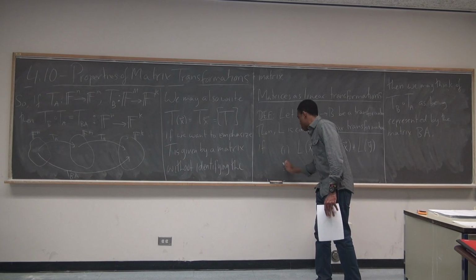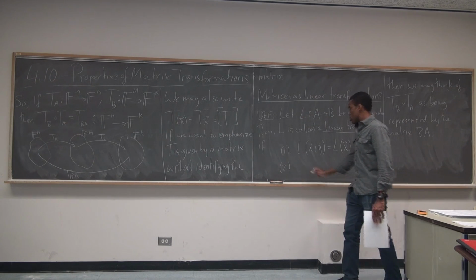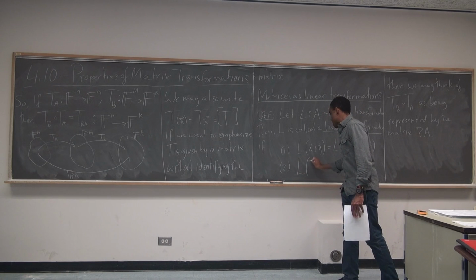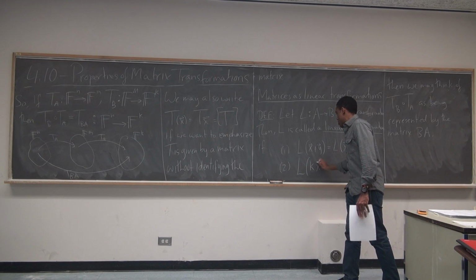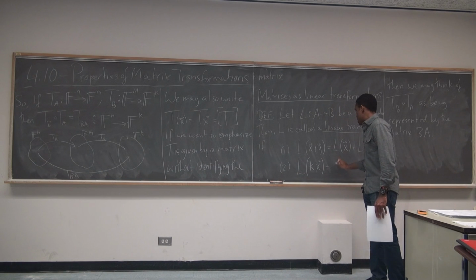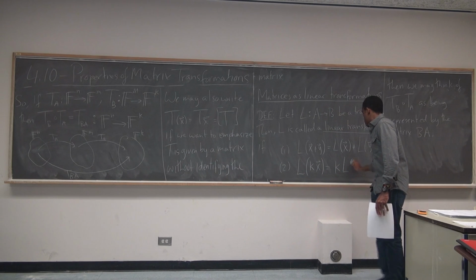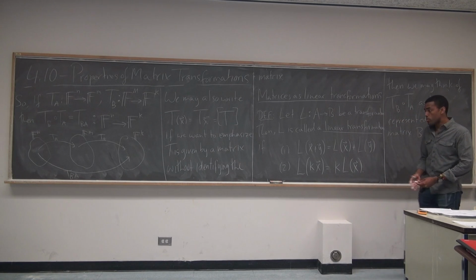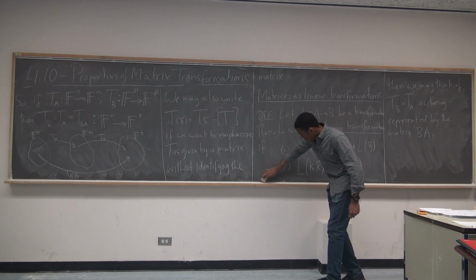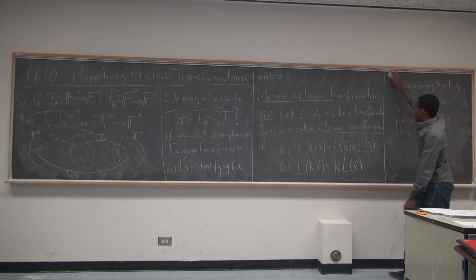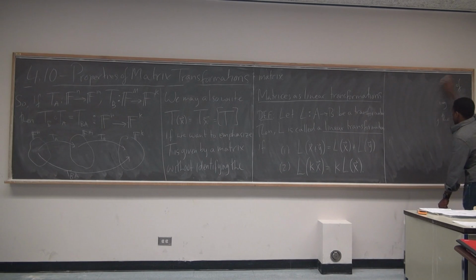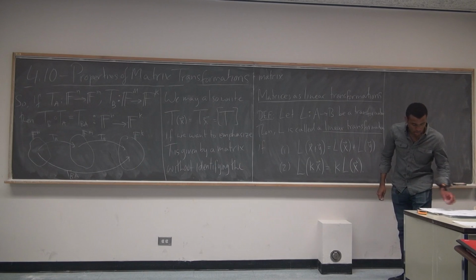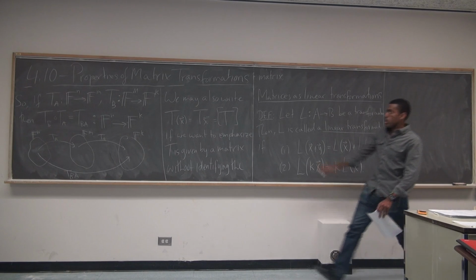And two, it preserves scalar multiplication. So you can factor scalars out. So if I have L of kx, then this is just k times L of x. So addition and scalar multiplication, it preserves the main two operations of a vector space. Right? Any function that does this, we call it a linear transformation. You need to know this definition.